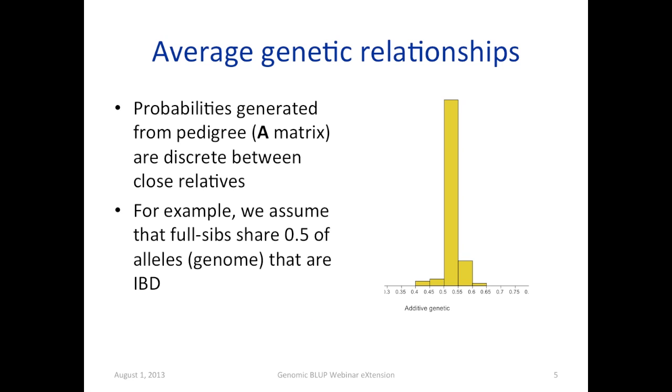So traditionally, breeders have been using average genetic relationships and phenotype to calculate the breeding values. The genetic relationships between individuals derived from pedigrees are discrete. For example, we assume that full sibs share about 50% of the alleles that are identical by descent, and half sibs share about 25%.